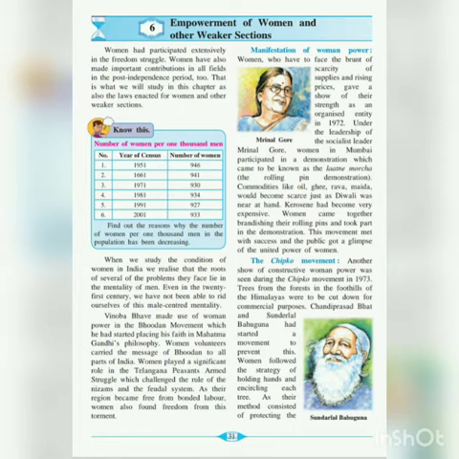In 1972, again women organized against the rising prices and shortage of food supply. It was under the leadership of Mrinal Gore. She was a socialist leader. This demonstration is known as Latne Morcha, which means rolling pin demonstration. What happened? Commodities like oil, ghee, rava, maida became scarce just as Diwali was near at hand, and kerosene had become very expensive.